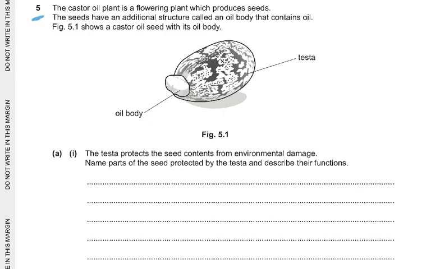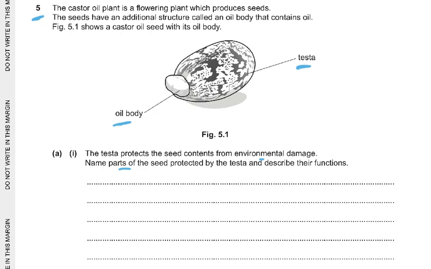Question number 5. The castor oil plant is a flowering plant which produces seeds. The seeds have an additional structure called an oil body that contains oil. You can see this in the diagram. This is the testa. This is the main part of the seed. Figure 5.1 shows a castor oil seed with its oil body. Very interesting. The testa protects the seed contents from environmental damage.